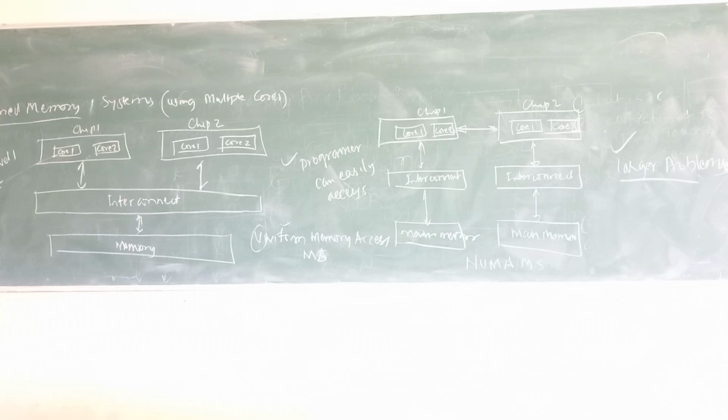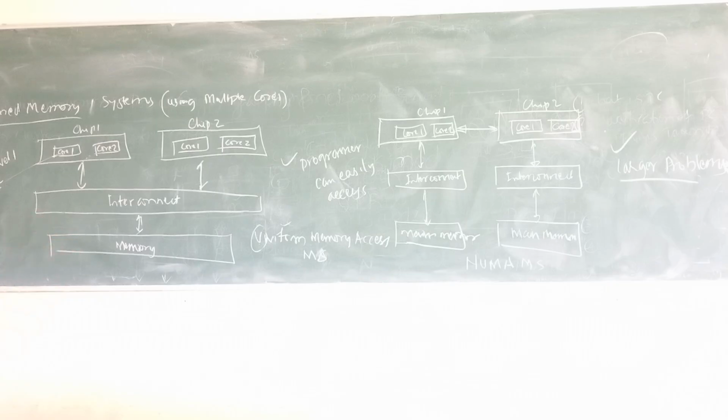In the first type of system, the time to access all the memory locations will be the same for all the cores, while in the second type of system, you have the non-uniform system.